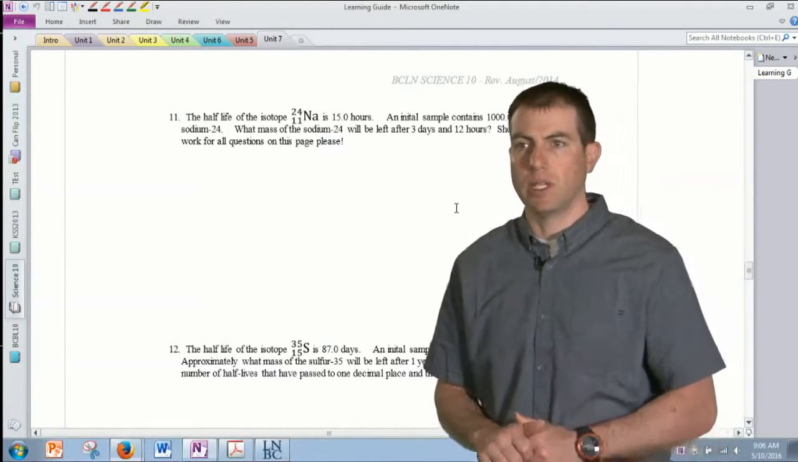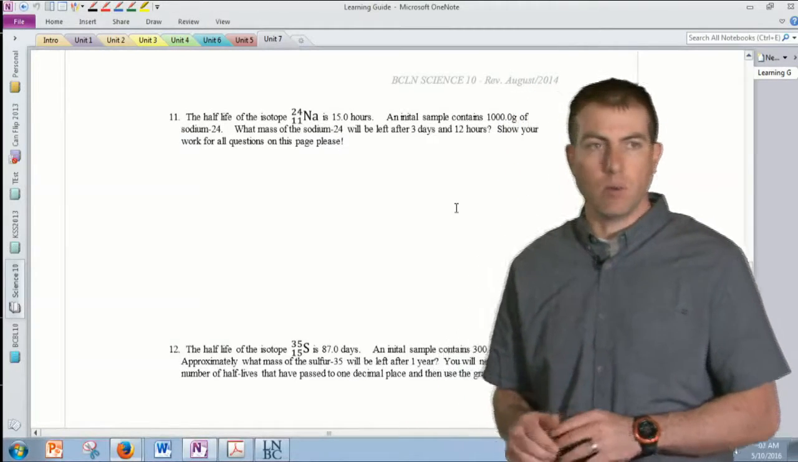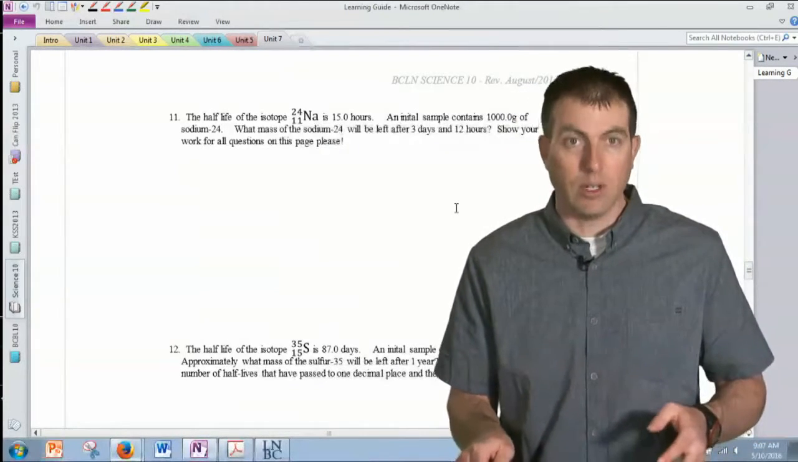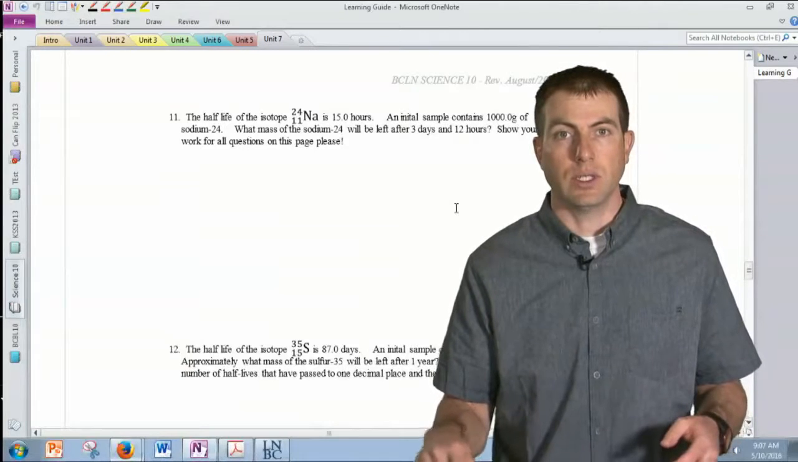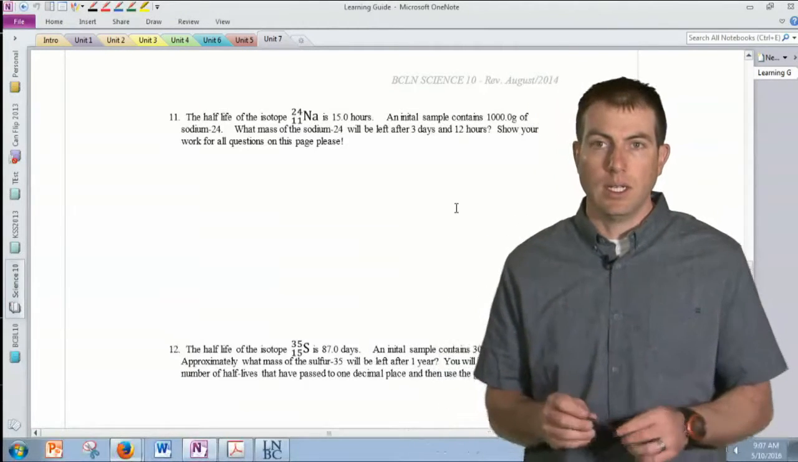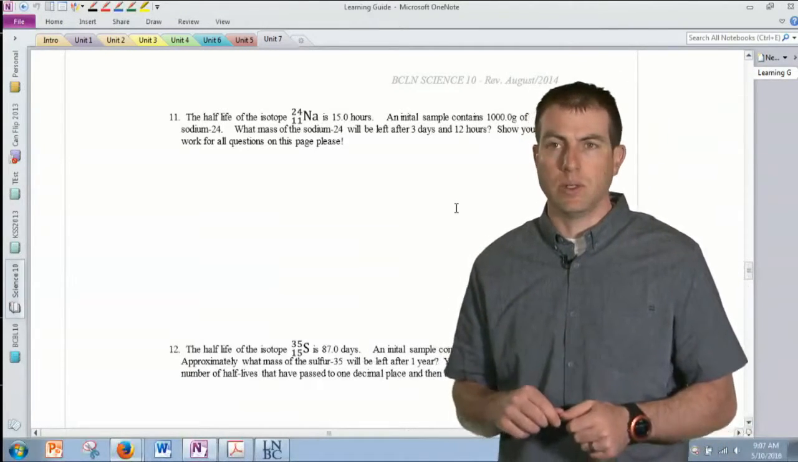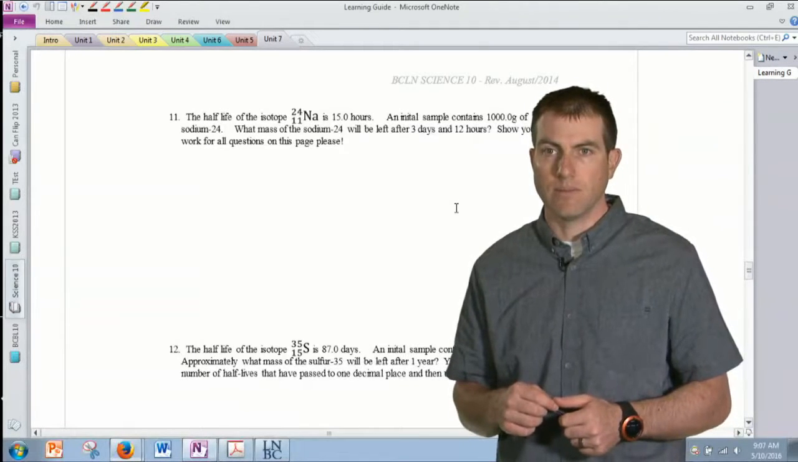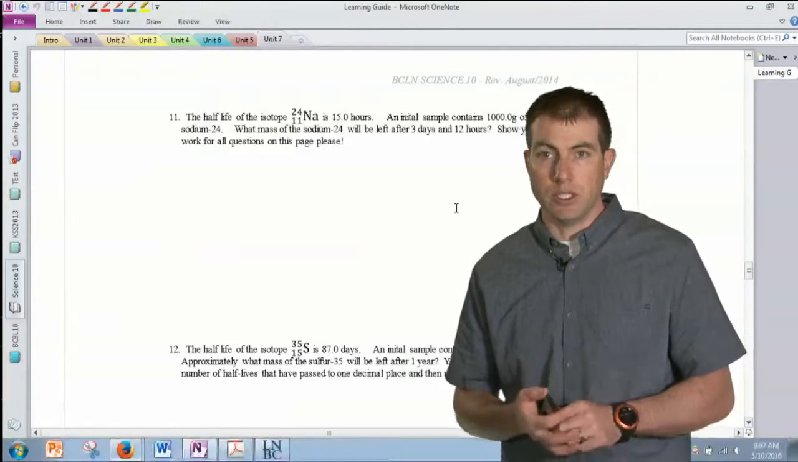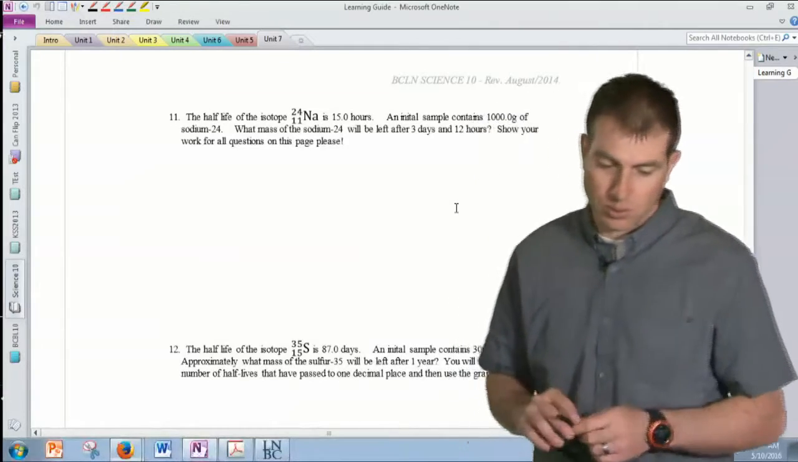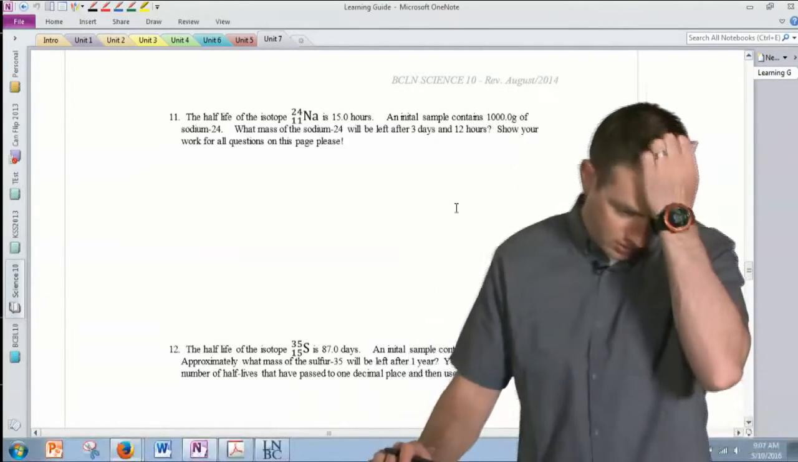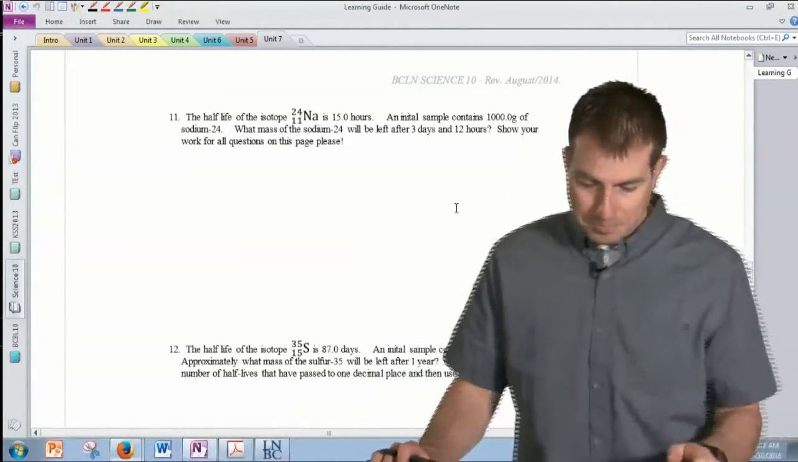All right, we can definitely do that. Ava, what questions did you have out of the learning guide, just so we can make sure we get those as well? 13 and 14 on page 6. So I'm doing all of the half-life questions. All right, that's okay.